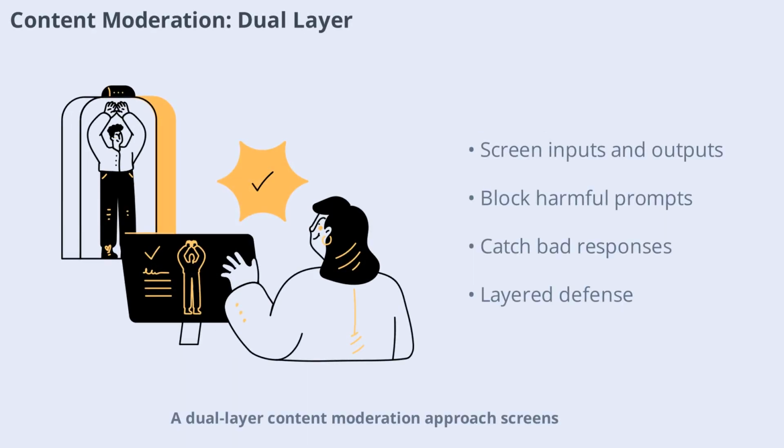A dual-layer content moderation approach screens both user inputs and AI outputs. This ensures that harmful prompts are blocked before reaching the model and any inappropriate responses are caught before being shown to users. This layered defense is key to maintaining a safe and respectful environment.